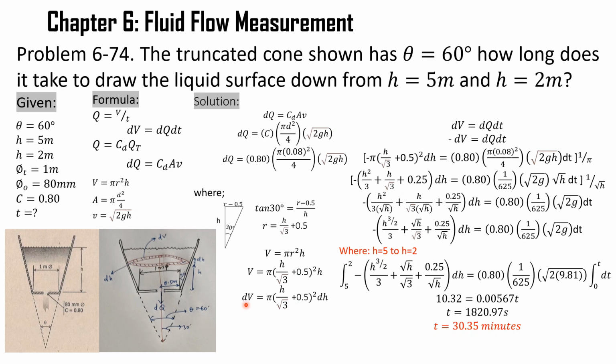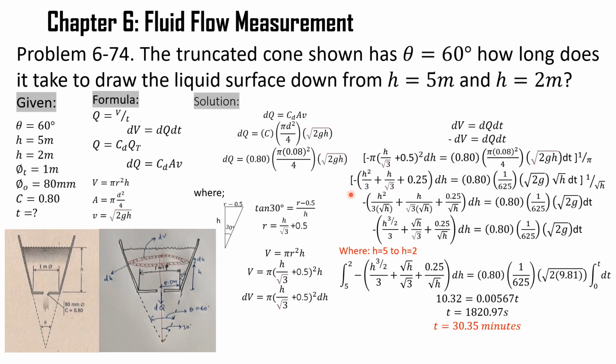And we now have the value of dV and dQ. We can substitute it to our given equation. Since it is going downward, the velocity is negative: negative dV equals dQ dt. Substituting the value of our dV and dQ, negative pi times the quantity of h over square root of 3 plus 0.5 squared dH equals 0.80 times pi times the quantity of 0.08 squared over 4 times square root of 2gh dt. Equating this formula using the FOIL method and multiplying both sides by 1 over pi to cancel the pi on both sides.